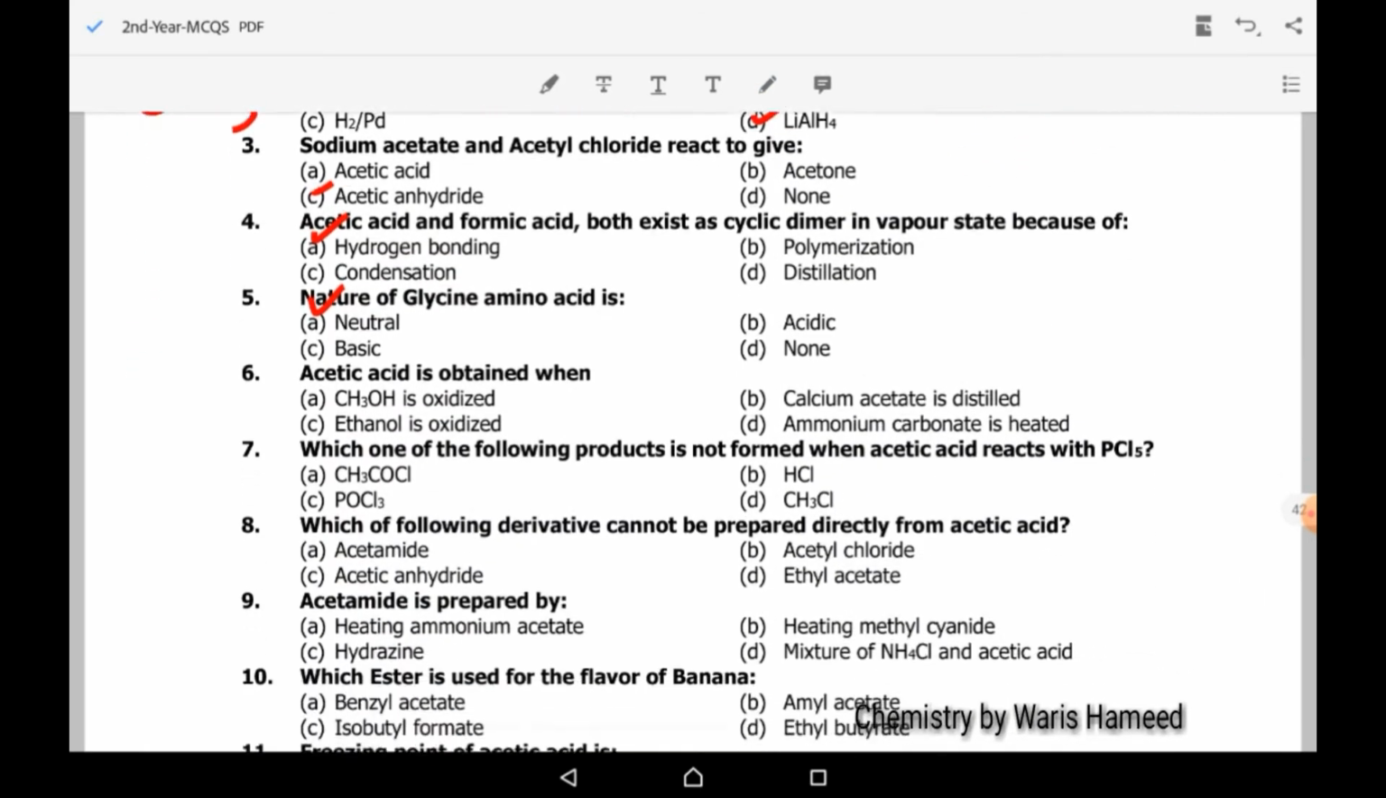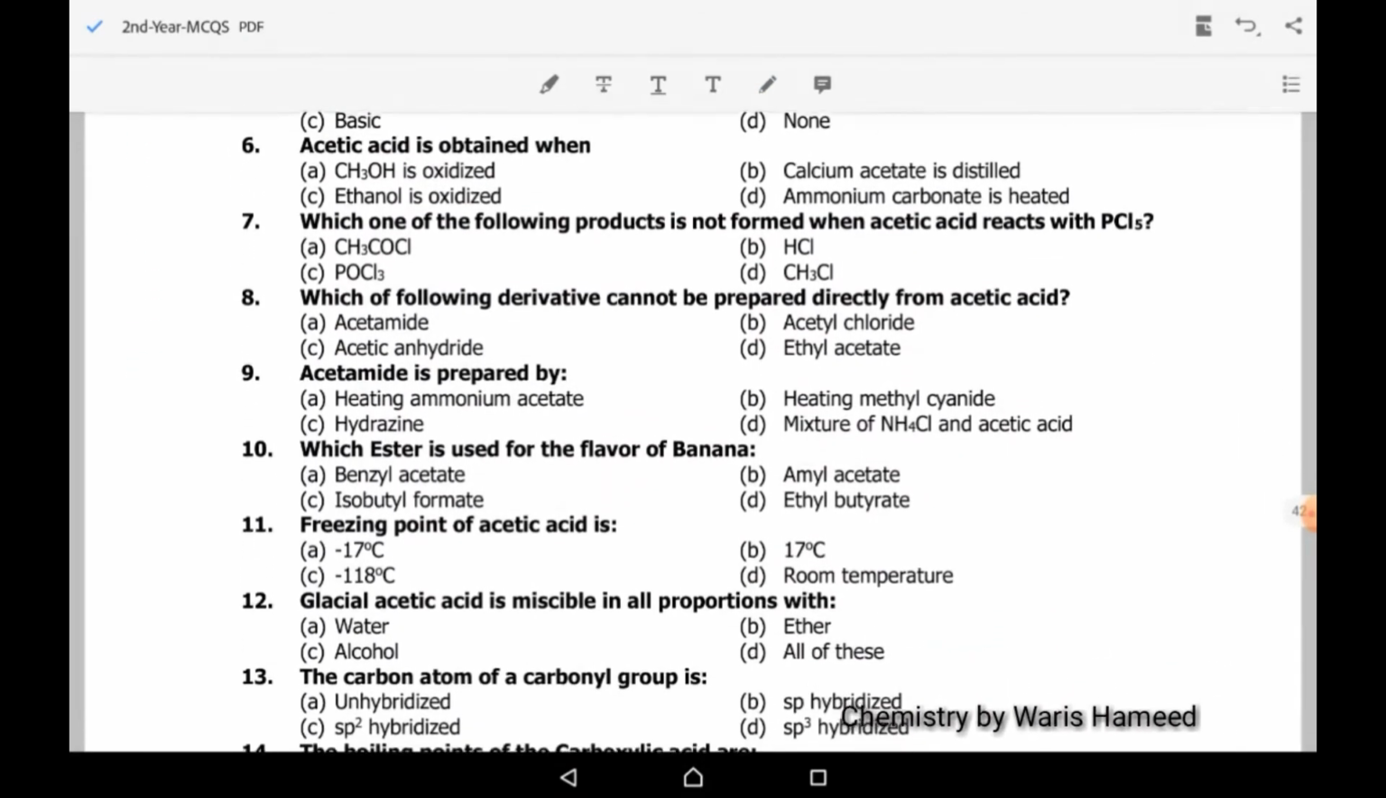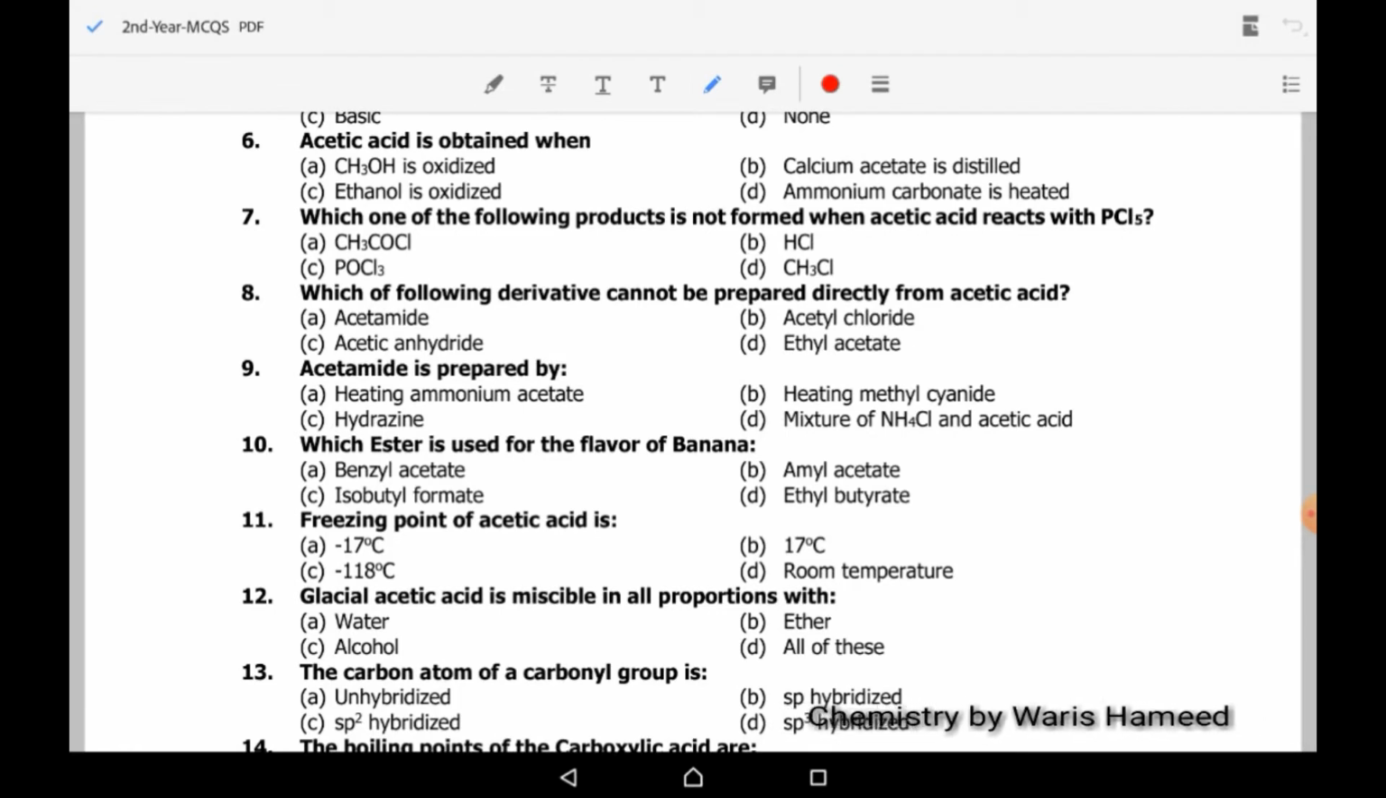MCQ number 6: acetic acid is obtained when ethanol is oxidized. When we oxidize ethanol, it forms acetic acid. When we oxidize methanol, it forms formic acid. So acetic acid can be prepared by the oxidation of ethanol.